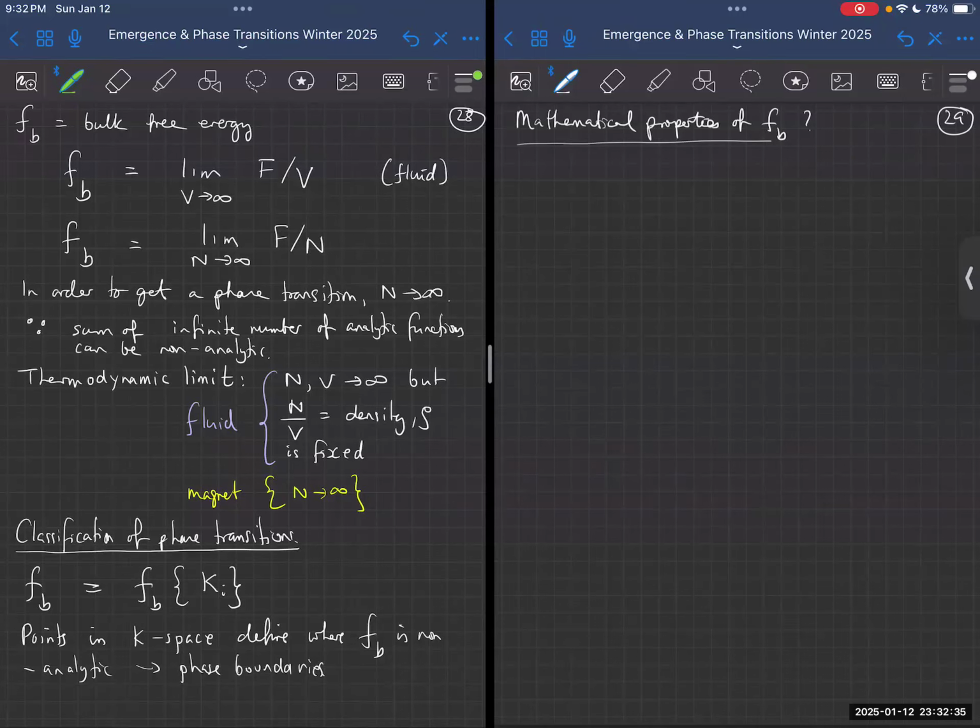And so here I want to refer you to the book chapter, see section 2.6 in my book, Lectures on Phase Transitions and the Renormalization Group, for more details. But the first thing I want to tell you is that it's easy to show that F_B of K is a continuous function.